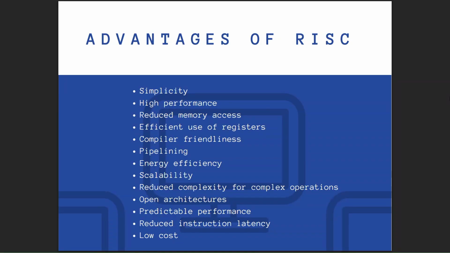Open architectures like RISC-V encourage innovation and lower costs. Predictable performance comes from single cycle execution and consistent instruction behavior. Reduced instruction latency means each instruction completes quickly, benefiting real-time applications. Low cost results from simpler hardware design and wider adoption. So these advantages explain why RISC has become the dominant choice for modern processors across all computing domains.